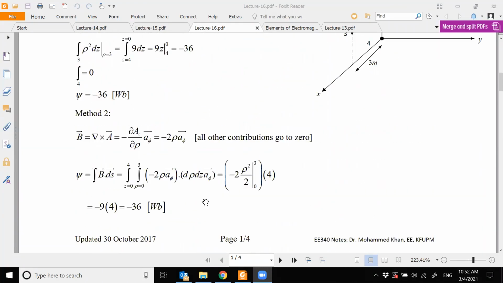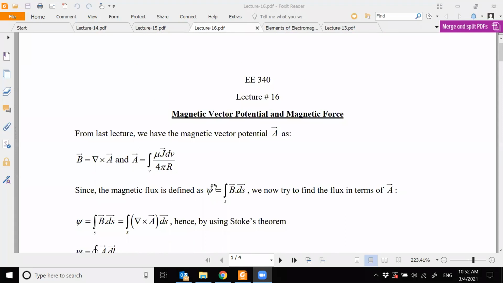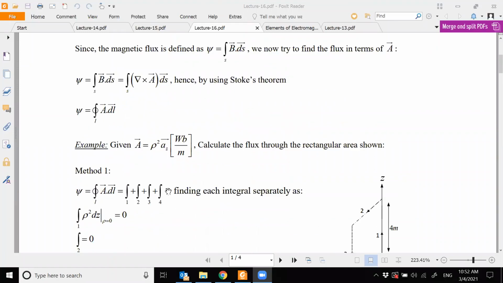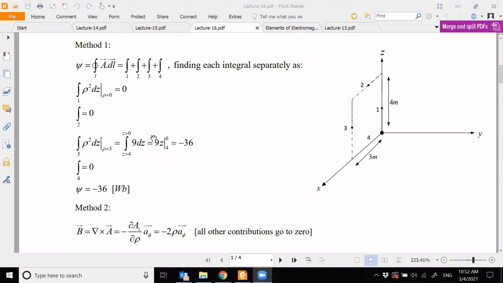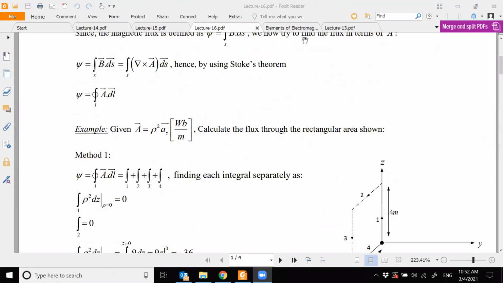Okay. So I think we will stop here. And in the next class, we will spend 1 minute more on this example, and then we will go to the magnetic forces.